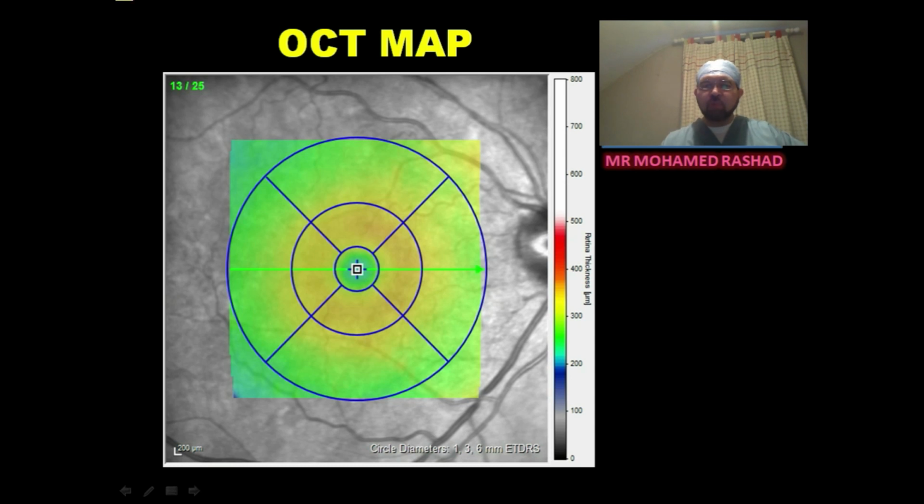The second thing, we have to be oriented to the location of the edema. To decide the location, it is easier to use the OCT machine, and most of the OCT machines now have this OCT map. This map has one circle which is 1 millimeter in diameter, and the second circle is 3 millimeters in diameter, and the third circle is 6 millimeters in diameter. This is according to the ETDRS study, or the Early Treatment Diabetic Retinopathy Study.